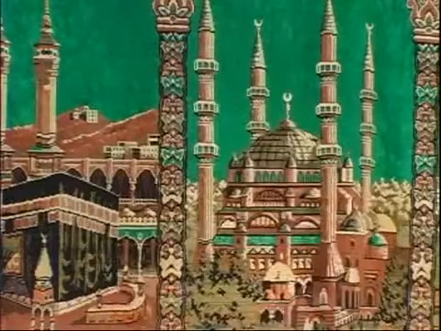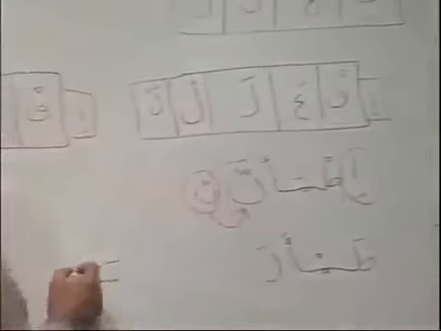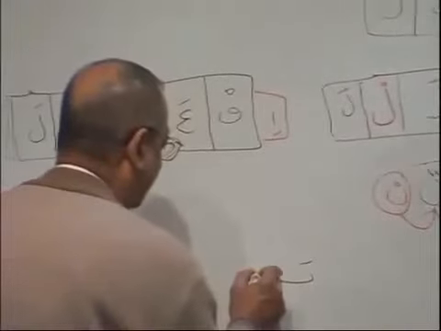Ba'thara, to scatter. Yub'thiru. And then ba'tharatun. Are you with me, brothers and sisters? Ba'thara, he scattered. Make it majhul. Yub'thiru. What will be the majhul, brothers and sisters? What is the majhul of ba'thara?